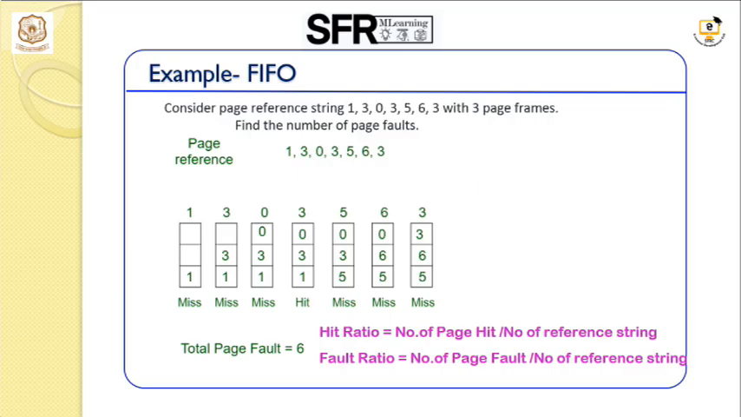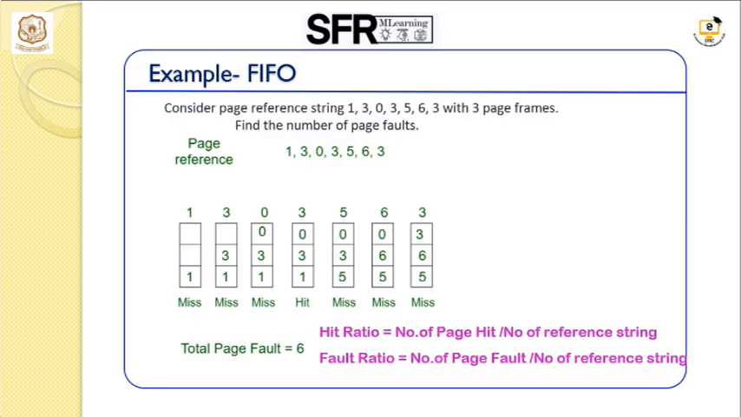So, we have to calculate the number of total faults and number of total hits. Here, count the number of page faults: we have page fault 6 and page hit is 1. So, we have to calculate the hit ratio and the fault ratio. Hit ratio is nothing but the number of page hits divided by number of reference strings. In this example we have the reference string as 7. So, our page fault is 6.